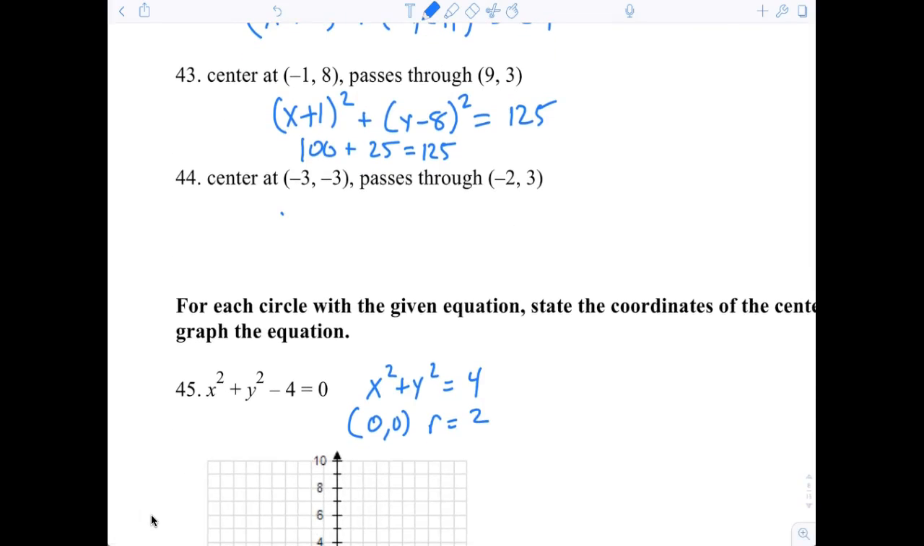X plus 3 squared. Good job. I'm listening. Y plus 3 squared. And then we do equals y squared. All right. When you plug it in, what do we get? 1 plus 1 plus what? 36. Good job. So r squared equals what?